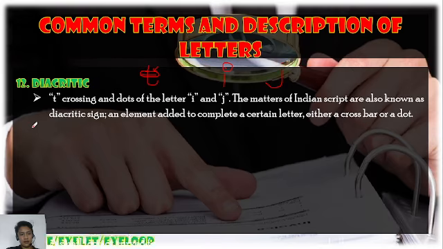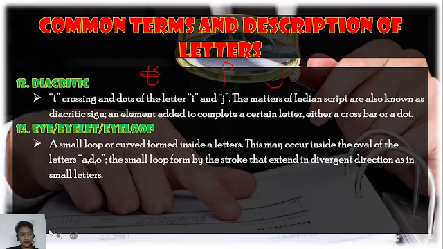And now we have here also the eyelet or eye loop, as they call it. This is a small loop or curve formed inside a letter. This may occur inside the oval of letters A, D, O. It is the small loop formed by the stroke that extends in divergent direction, as in small letters. Well, anyway, the bowl that we mentioned a while ago is a complete circle, a complete oval shape. That is common for big letters.